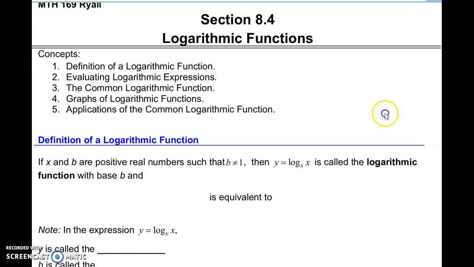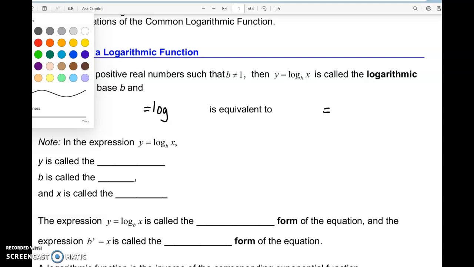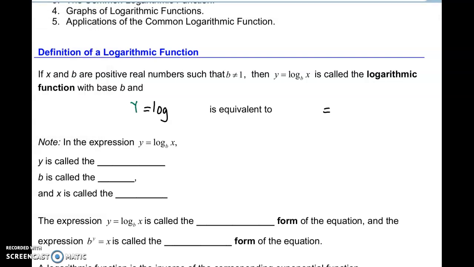So let's start by looking here. And it says here that if x and b are positive real numbers such that b does not equal 1, then y equals log base b of x is called the logarithmic function with a base of b. I'm going to write this out and color code it. It'll make more sense in a minute.